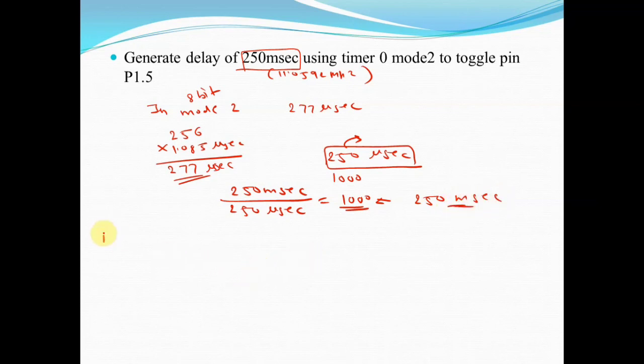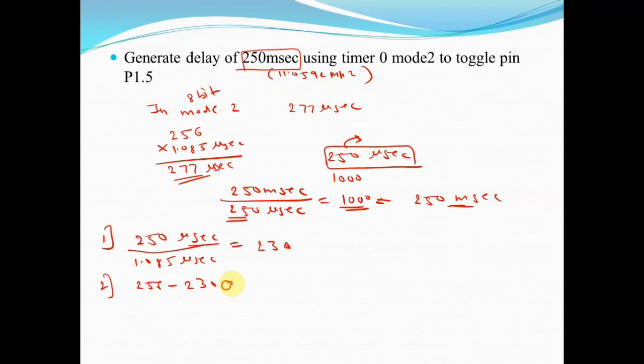First we will understand how to calculate the count value for 250 microseconds. The first step is to take the given delay, in this case 250 microseconds, and divide it by 1.085 microseconds, which is the time period of one machine cycle. That value comes out to be 230. Now, as it is an auto reload mode, you have to subtract this 230 from 256. So you will get 26, which is a decimal value.